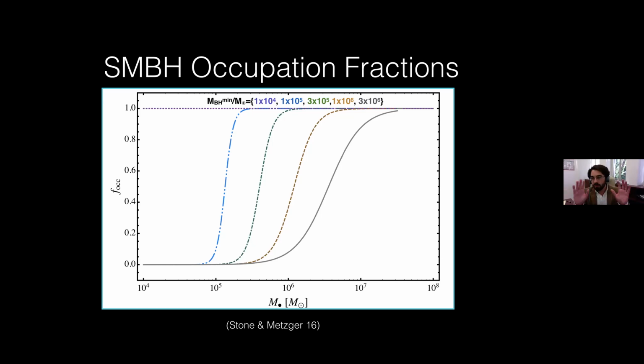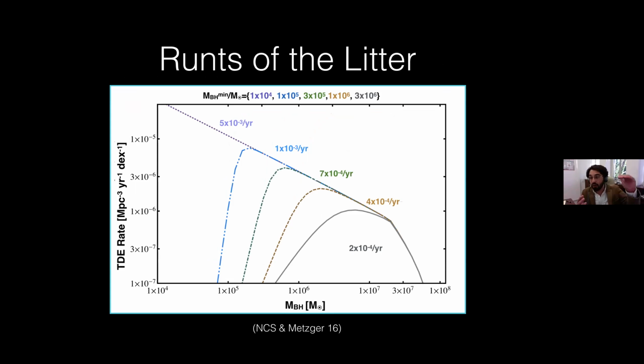So in our paper, we assume these 5 color-coded ad hoc prescriptions for what the occupation fraction looks like in low-mass galactic nuclei. The labels at the top of the panel correspond basically to the smallest black hole with a high occupation fraction. And what we get is the following volumetric rate estimate. So this is the number of TDEs on the y-axis per cubic megaparsec per year for these 5 different assumptions about the occupation fraction of black holes in dwarf galactic nuclei.